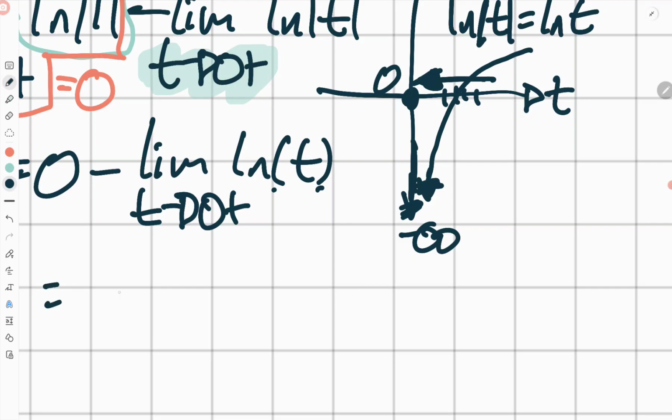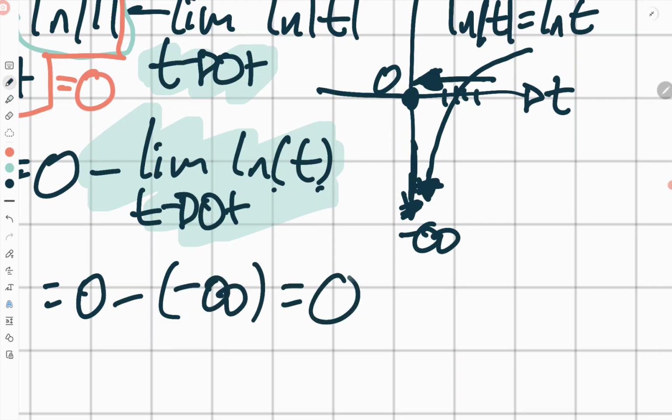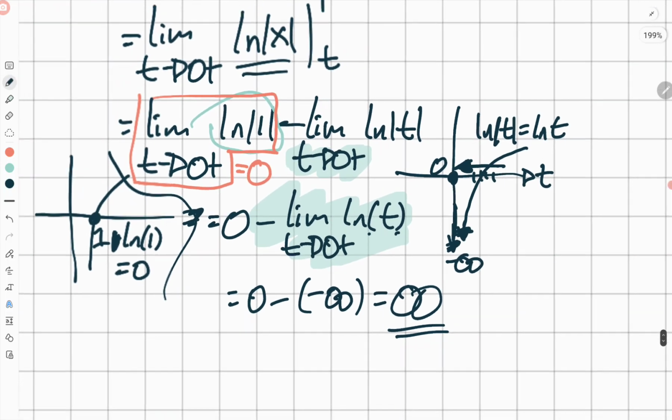So you're going to have 0 minus, and this whole thing is just equal to negative infinity. So it's going to be 0 minus negative infinity, which is just what? Infinity. What does that mean for us then about the original question?